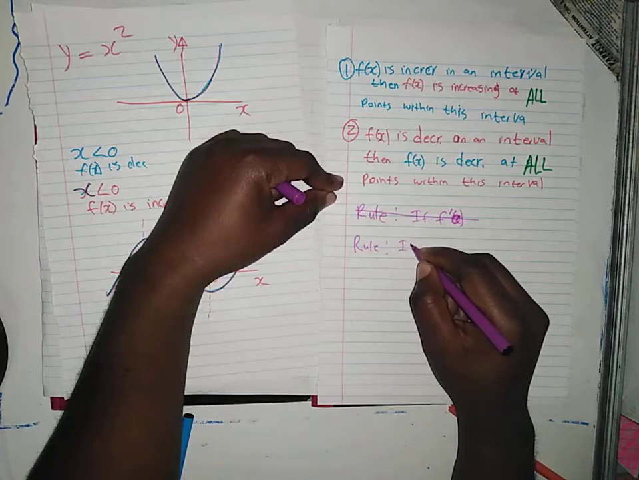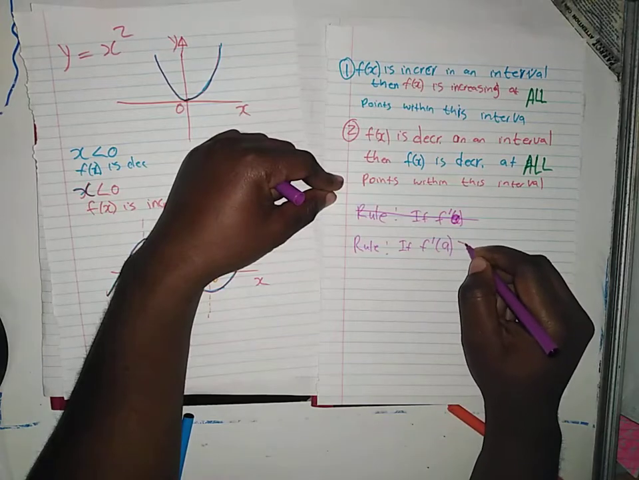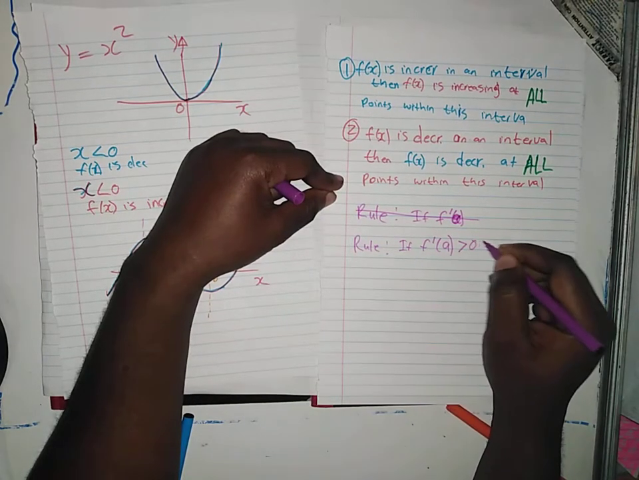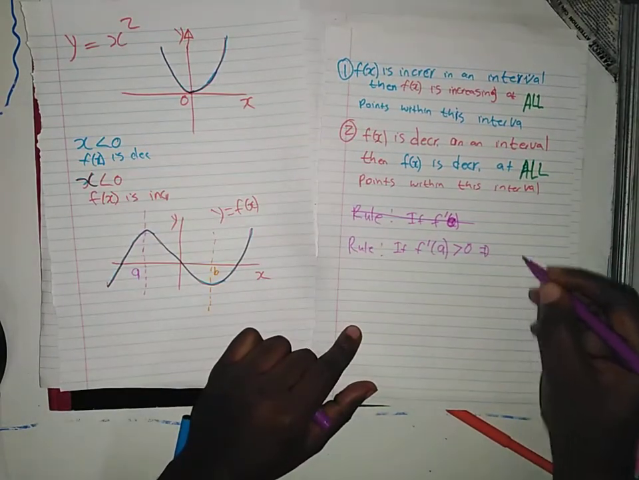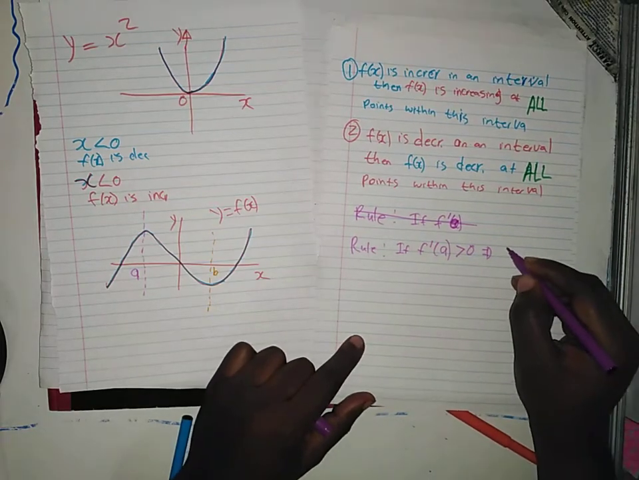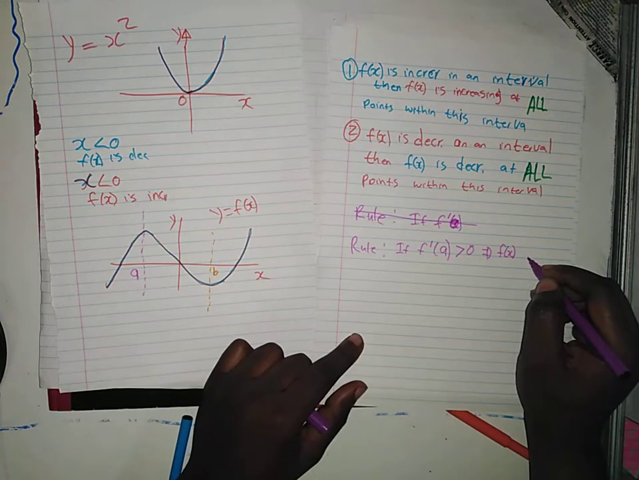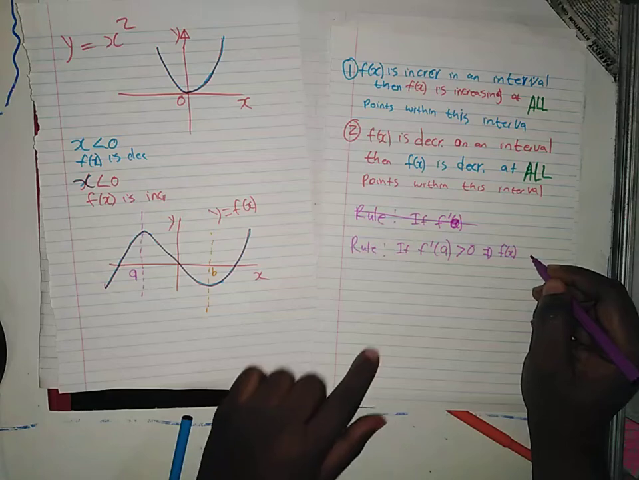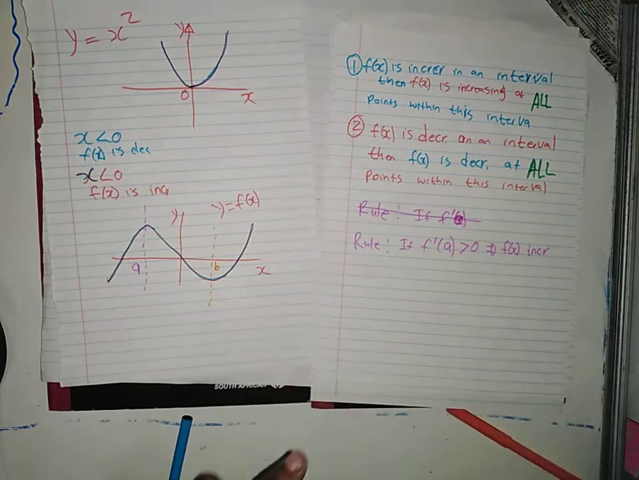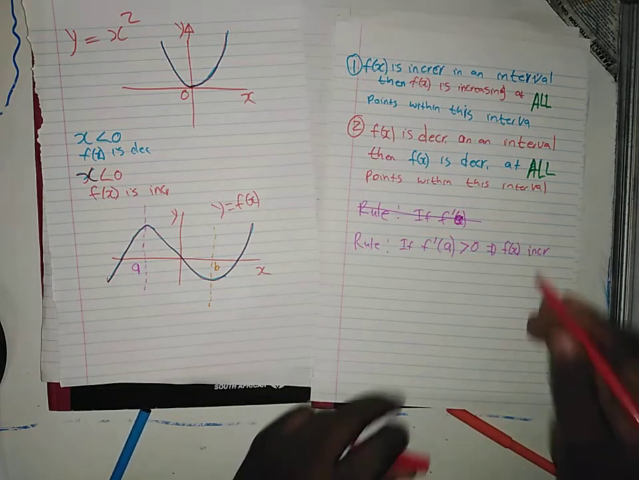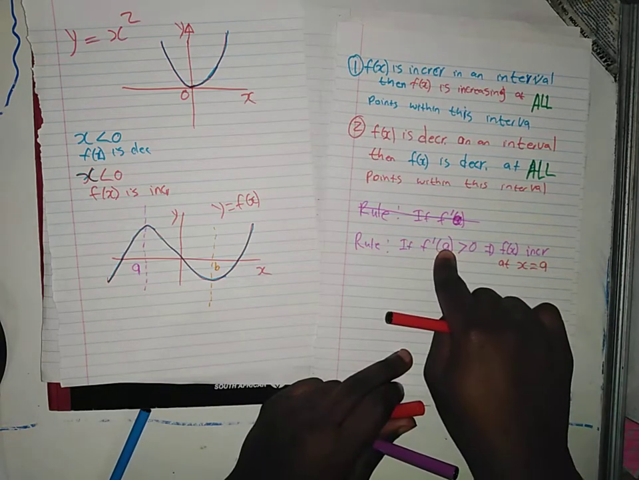So if f prime at a is greater than 0, okay, now what does it mean? This implies that f at x is increasing. Let me actually write this with the red one. At the x value which is equal to a, because you remember you put x values here.